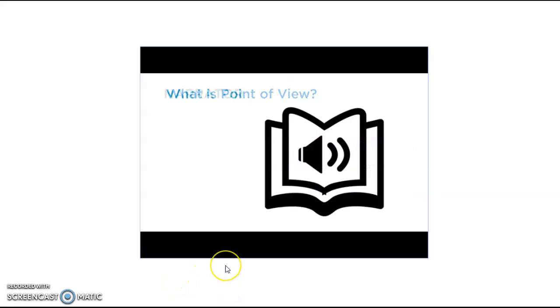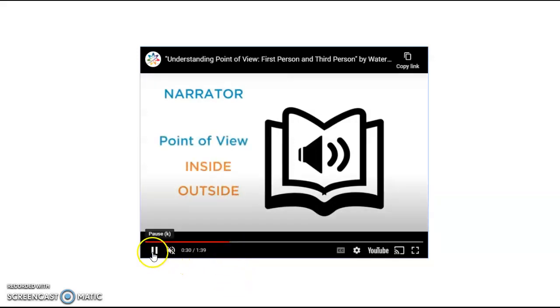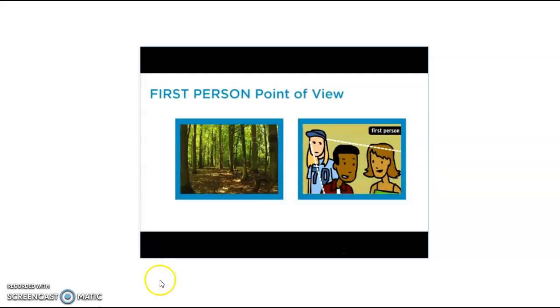So that is the difference between first person and third person. Every story has a narrator. That means someone who tells the story. And that means every story has a point of view. The point of view could be inside the story, a first person narrator, or it could be from outside the story, a third person narrator.